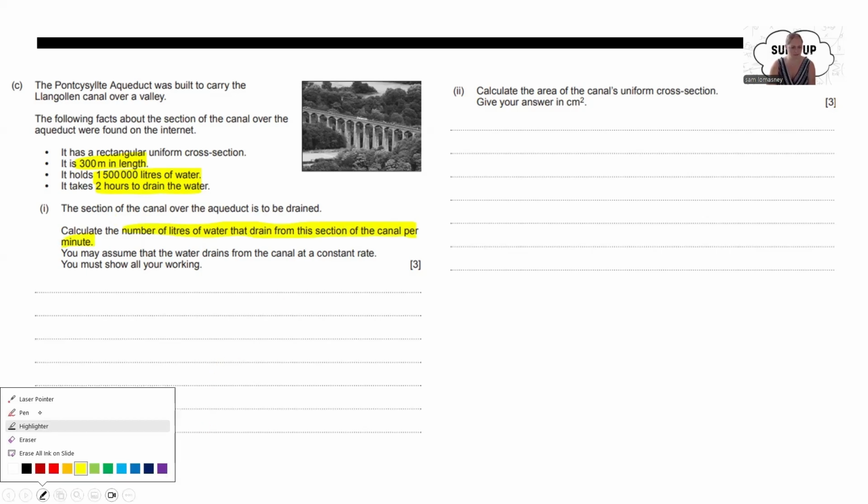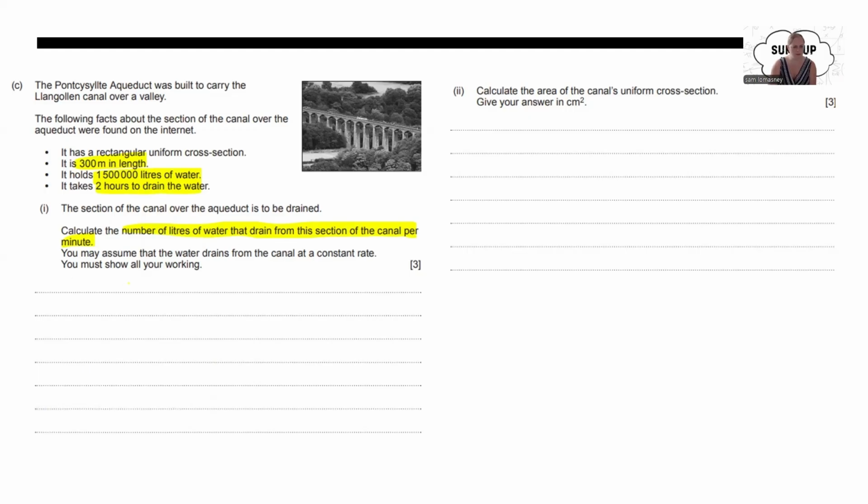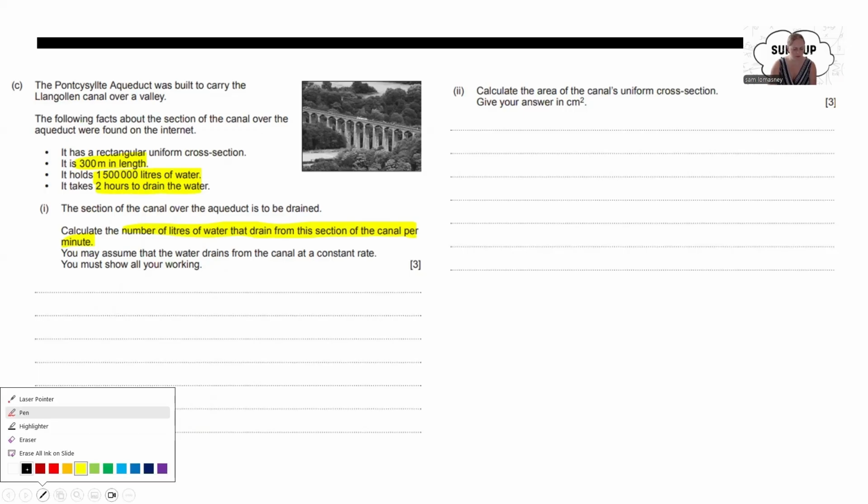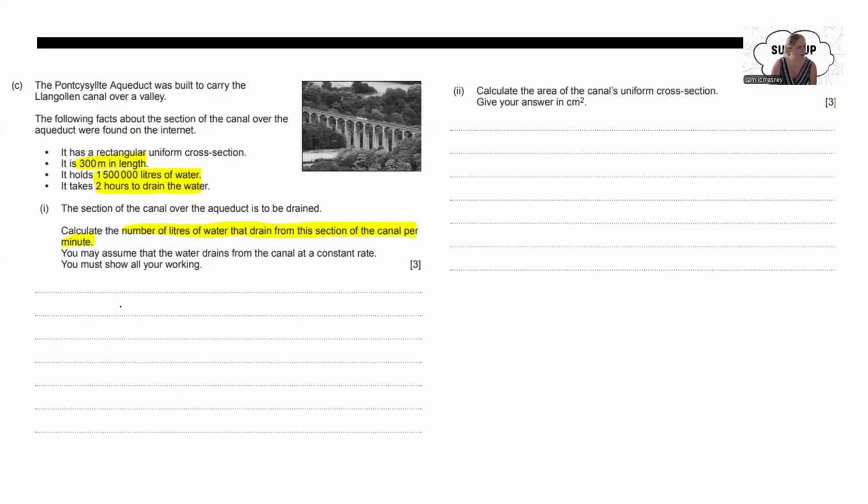Nice. Well, the first one's quite simple, she says. Where's my pen gone? Oh, I changed the colour. Let's go for a purple. Right, we've got 1,500,000 is 2 hours. So let's halve that and get 1 hour.